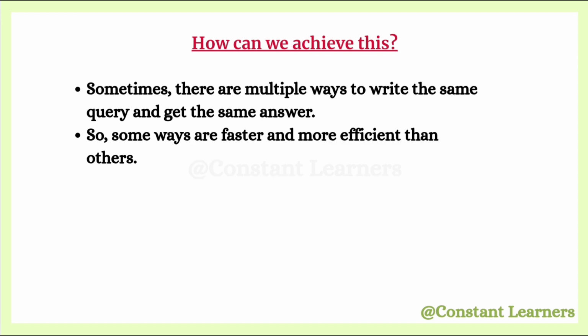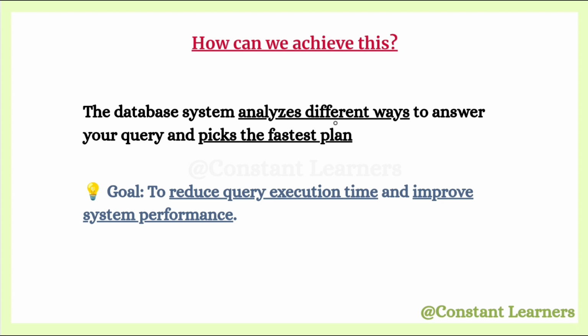Now the question is, how can we achieve this? See, sometimes there are multiple ways to write the same query and get the same answer. We have seen many examples while discussing different relational algebra operations. So some ways are faster and more efficient than others. The database system analyzes different ways to answer your query and picks the fastest plan. Our goal is to reduce the query execution time and improve the system performance. Let's take an example to understand this.